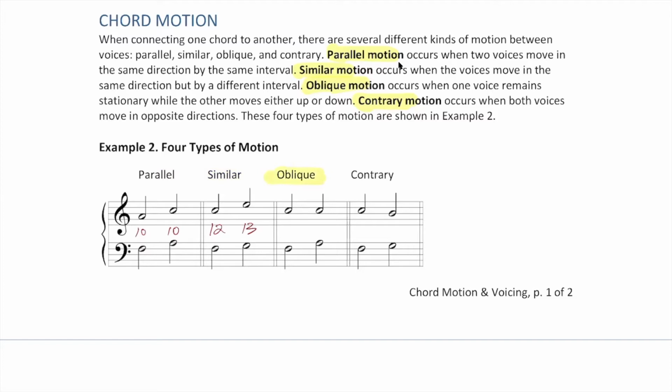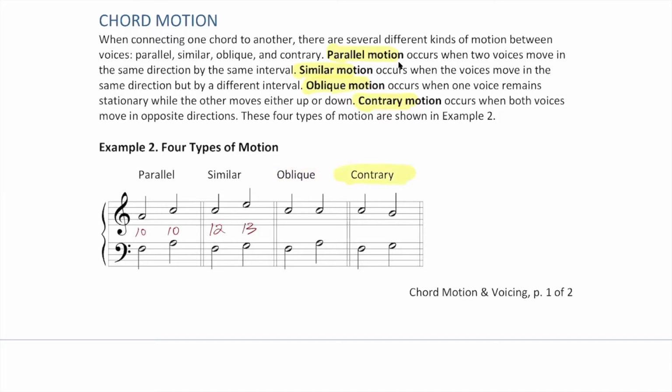Oblique motion is very easy to identify because one part is stationary while the other part moves. In this case, the top voice is the stationary one, staying on C, and the bass voice is moving. You can never go wrong using oblique motion when you do part writing.